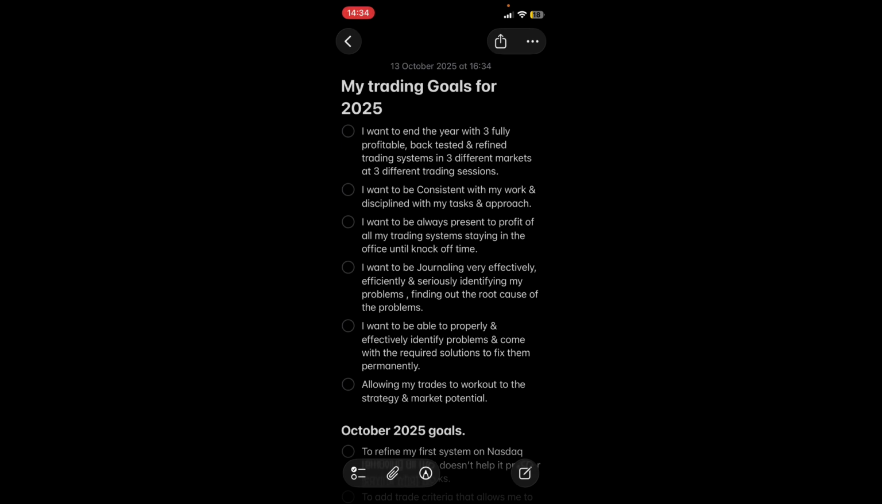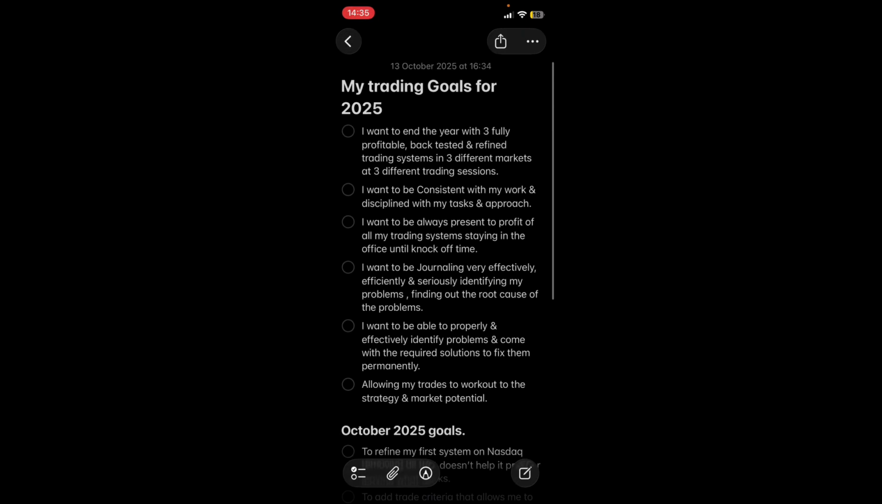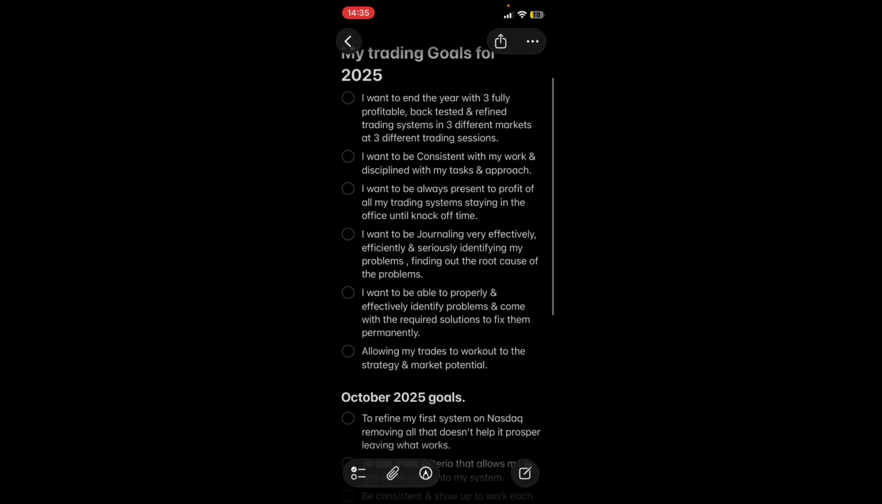my goals have changed to goals like I want to end the year with 3 profitable back-tested refined trading systems in 3 different markets. From focusing on the money aspect, saying I want $2 million a year, to new goals that focus on the process. So yeah, do I really want 3 profitable trading systems? Not anymore. For the year at least. Maybe we can work on that another time next year.